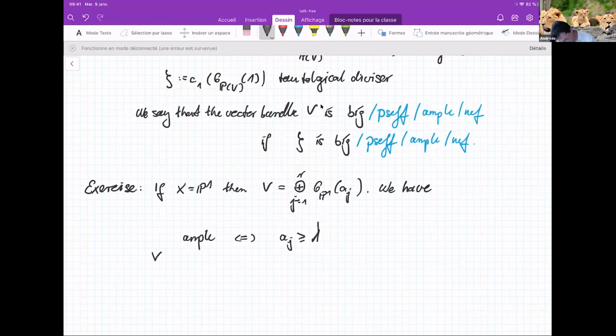Now, the vector bundle is nef if and only if the direct factors are nef. So here we have a_j at least 0, again, for all j between 1 and r. This is somehow the classical situation, which you certainly know. And now comes a more surprising situation.